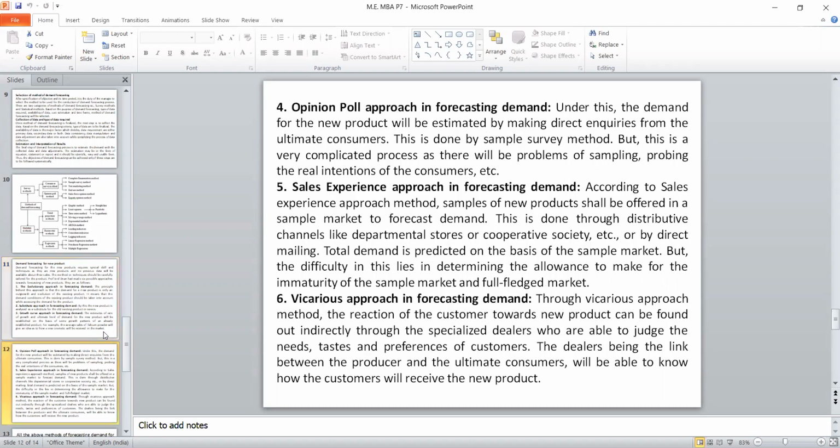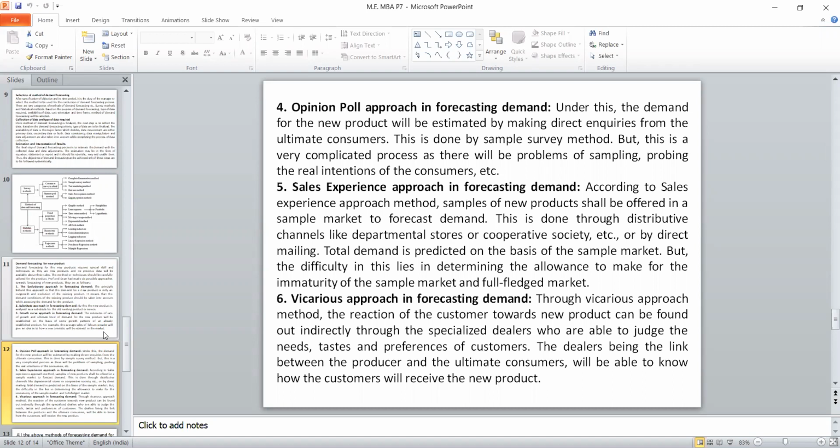The fourth one, already I have said, is the opinion poll approach, that is consulting with experts and we can finalize. Because people have been there over the years. Suppose a new product is there, how will it be? So for that we can conduct a sample survey, giving the additional product along with the existing product, and we can see the reaction of the consumer, and finally we can estimate this will be the future sales.